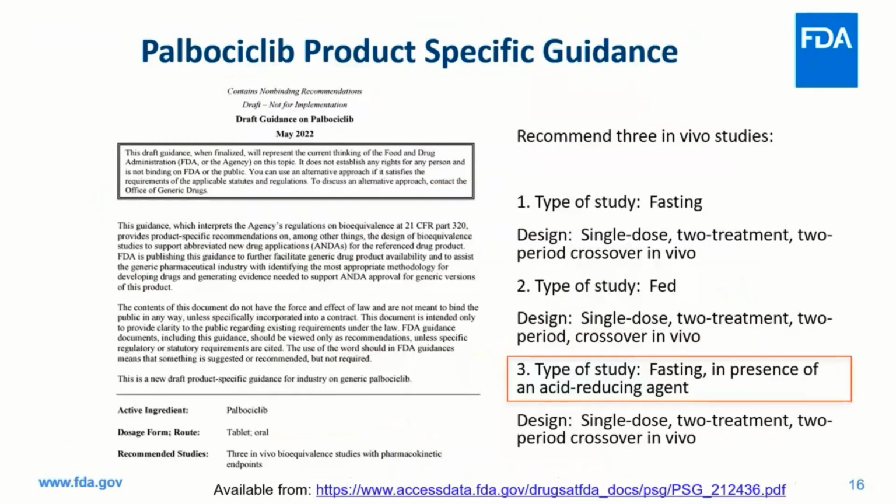For generic drugs, additional BE studies in subjects with altered gastric pH may be needed when there is formulation-dependent gastric pH-mediated drug-drug interaction. A recently published product-specific guidance for palbociclib oral tablets recommends 3 in vivo BE studies, including a fasting BE study in the presence of an acid-reducing agent.